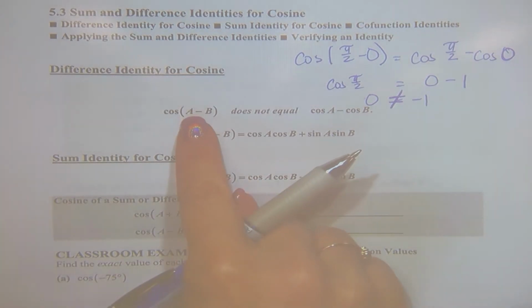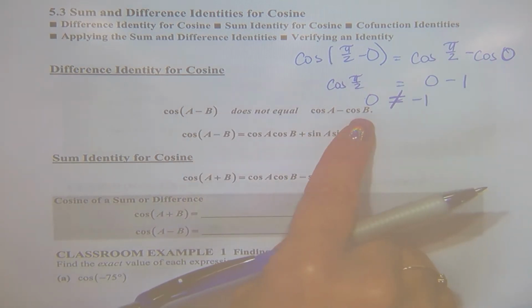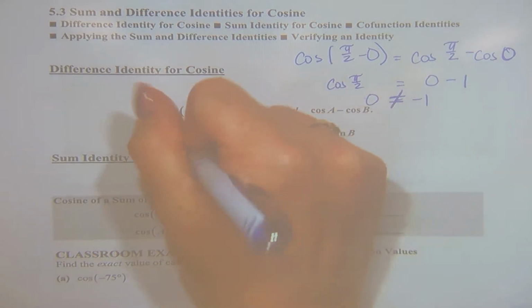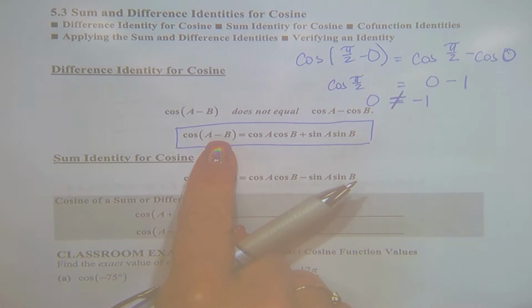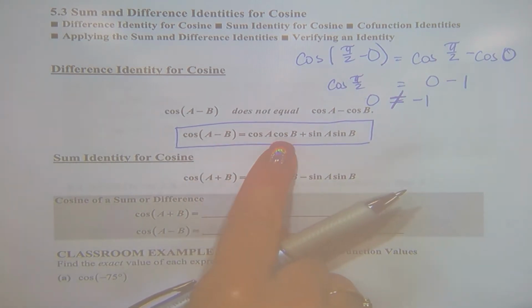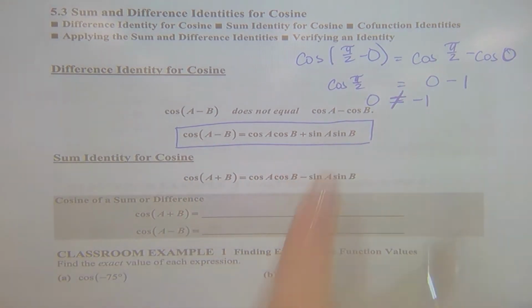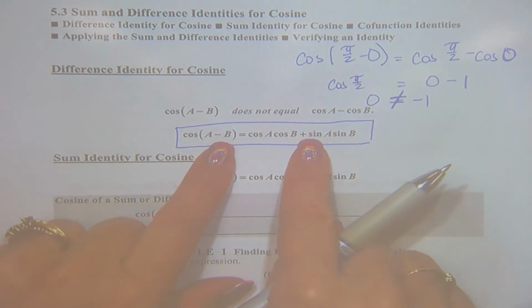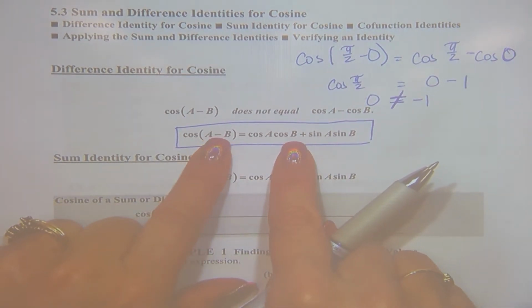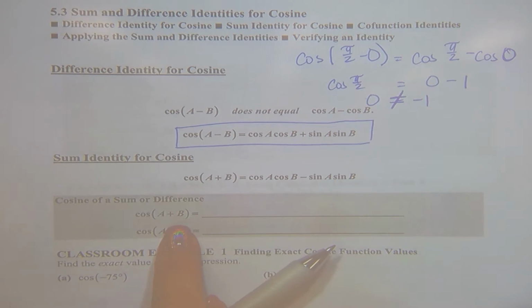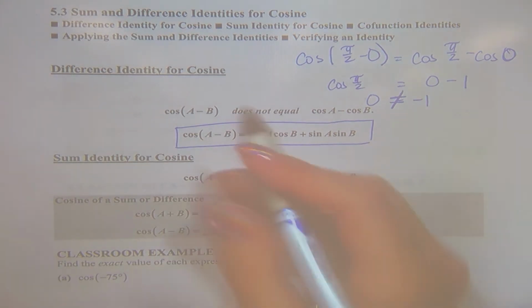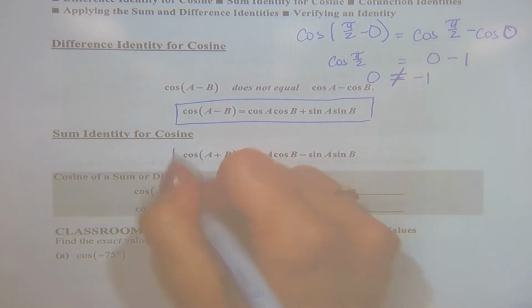So cosine of A minus B, where A and B are two different angles, is not the same thing as cosine of A minus cosine of B. Instead, I have an identity for that. Cosine of A minus B is the same thing as cosine of the first angle times cosine of the second plus sine of the first, sine of the second. Notice that the algebraic signs are not the same here. If I'm finding cosine difference, I add. And if I'm finding cosine sum, I'm going to subtract. So there's my other identity.